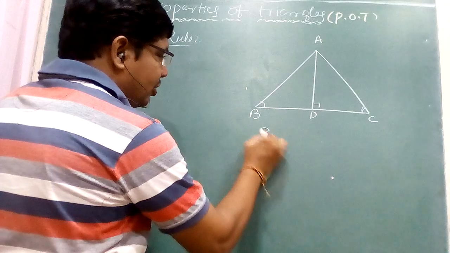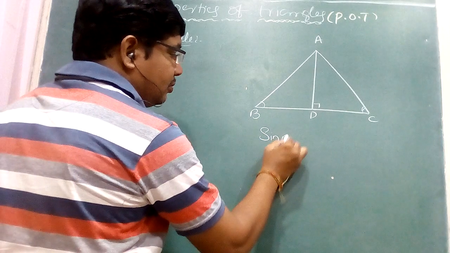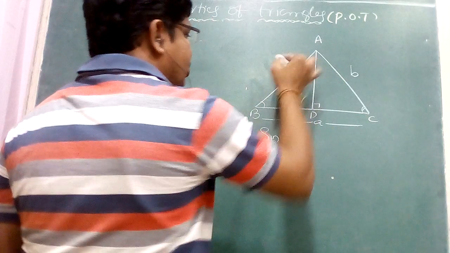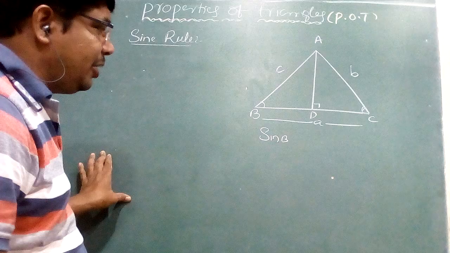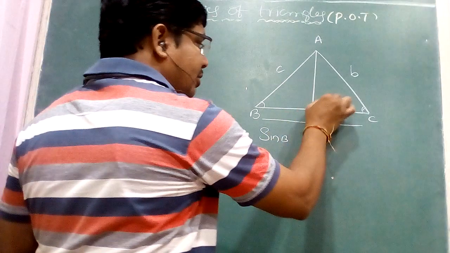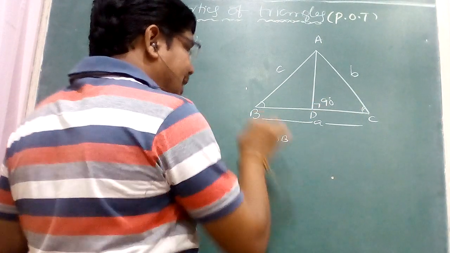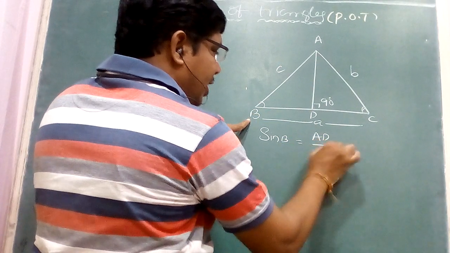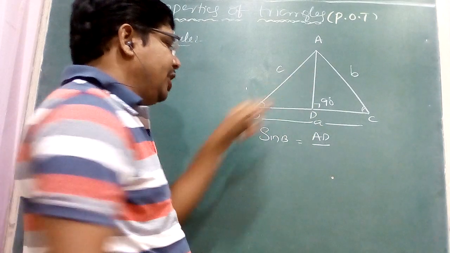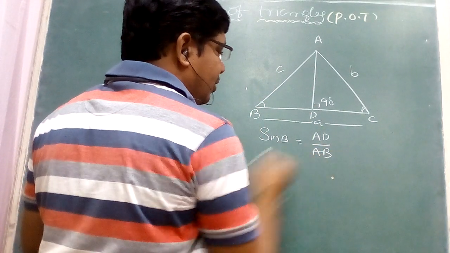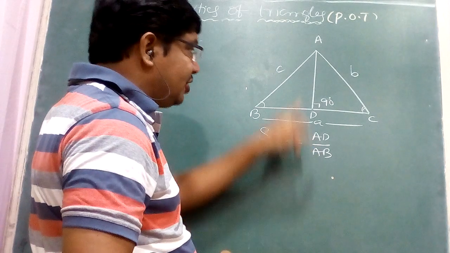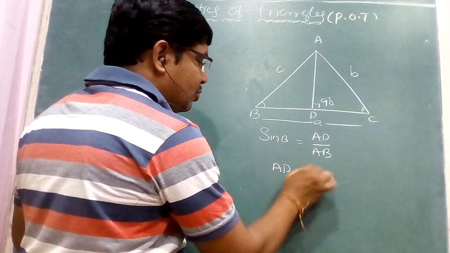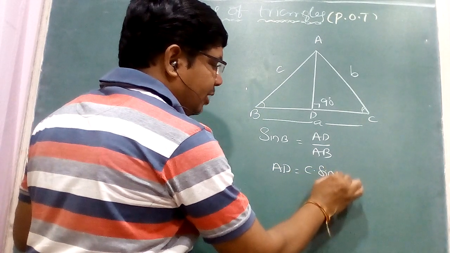Now, sine B is equal to... already this length is small a, this length is small b, this length is small c. Now sine B is equal to, this is 90 degrees, AD perpendicular to BC. Sine B is the opposite side AD by the hypotenuse AB. AD length you don't know. AB length is small c. Cross multiplication: AD is equal to small c into sine B.